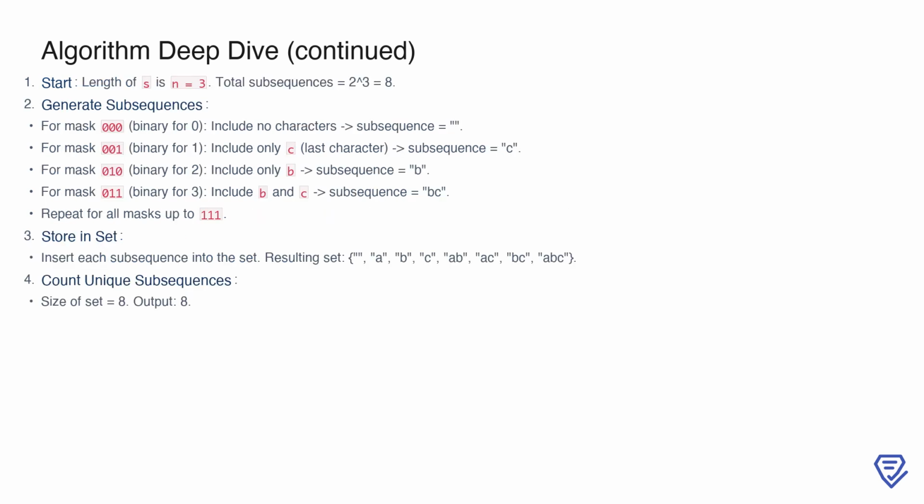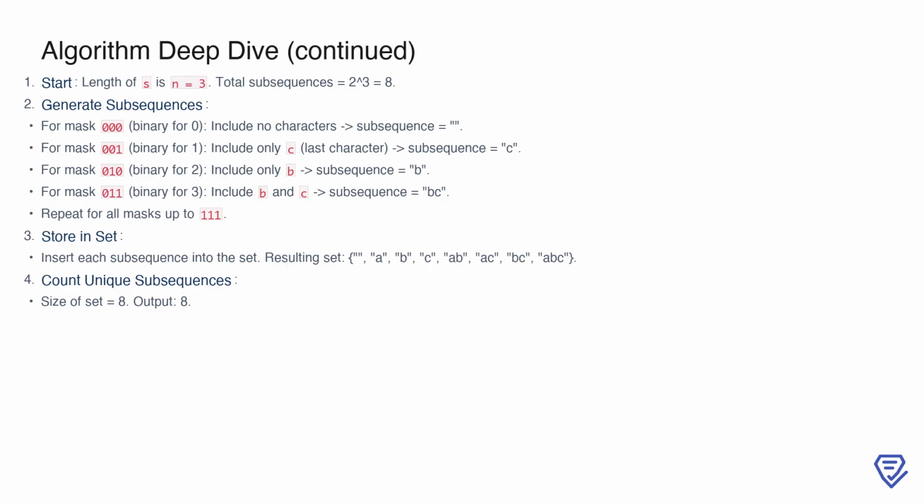Let's walk through an example with S equals ABC. The length of the string is 3, so the total number of subsequences is 2 cubed, or 8. Using binary masking, we start with the mask 000, which includes no characters, resulting in the empty subsequence.